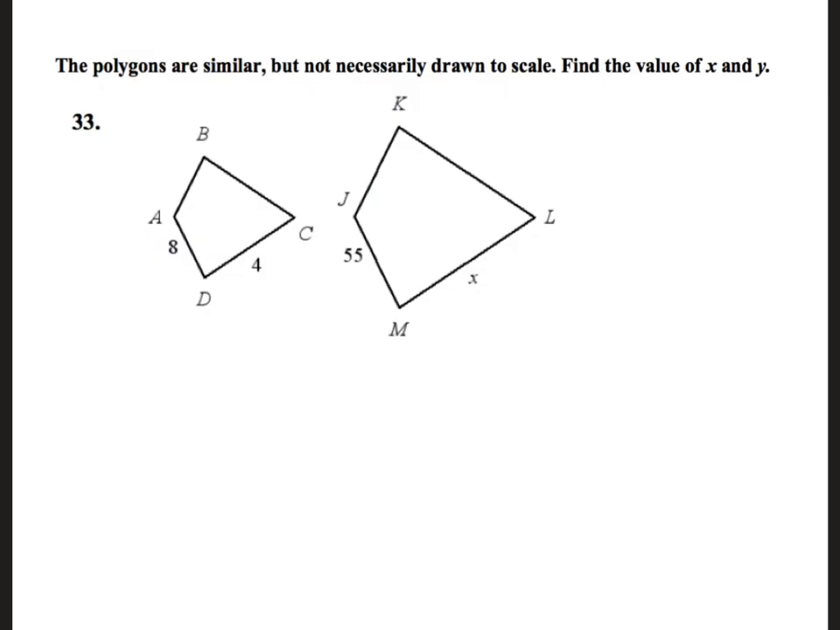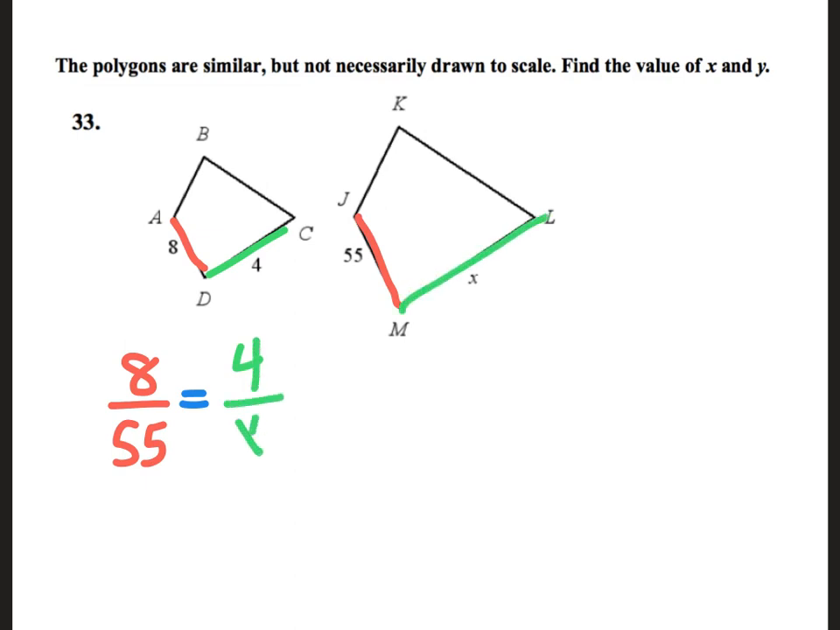All right, 33 says the polygons are similar but not necessarily drawn to scale. Find the value of x and y. Good news, we only have an x, so we only have to do one problem. This is just like our last one. Again, we're going to put our stuff that's in the same spot together to make a fraction. So we're going to do 8 over 55, and then we're going to say that equals 4. Again, that's on the same sheet as 8, so I'm going to put it on top, divided by x.